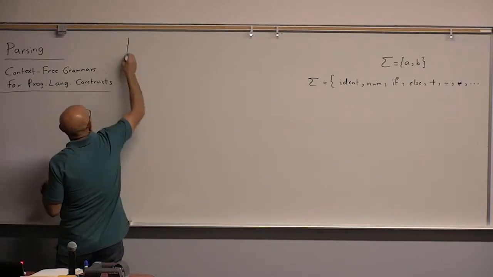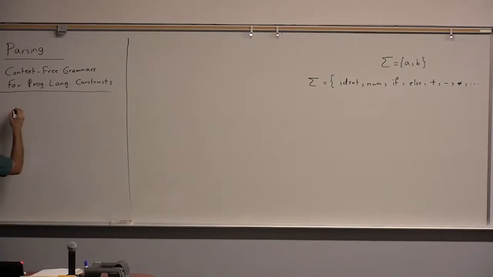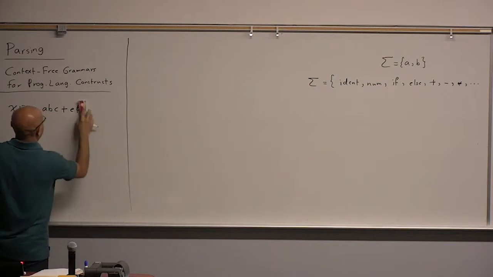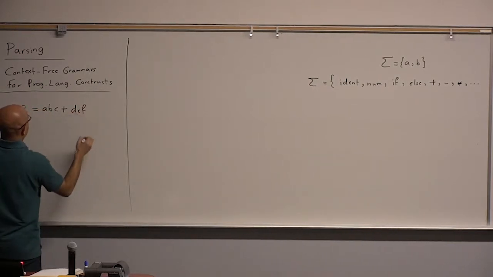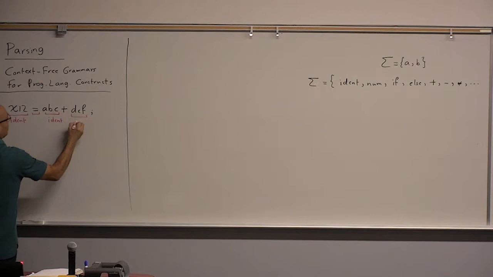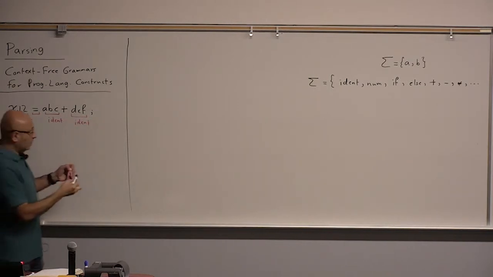Okay, so now what if we write an assignment statement like x12 equals ABC plus DEF. Okay. So now in this case, this is an assignment statement. If we try to write a rule for this, on the left-hand side, we have an identifier. And here we have the assignment operator. Then we have another identifier plus another identifier. So we can write a rule like this.